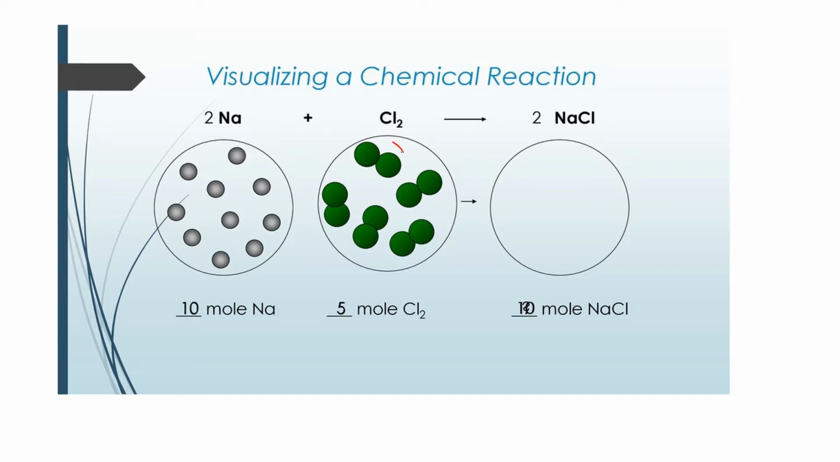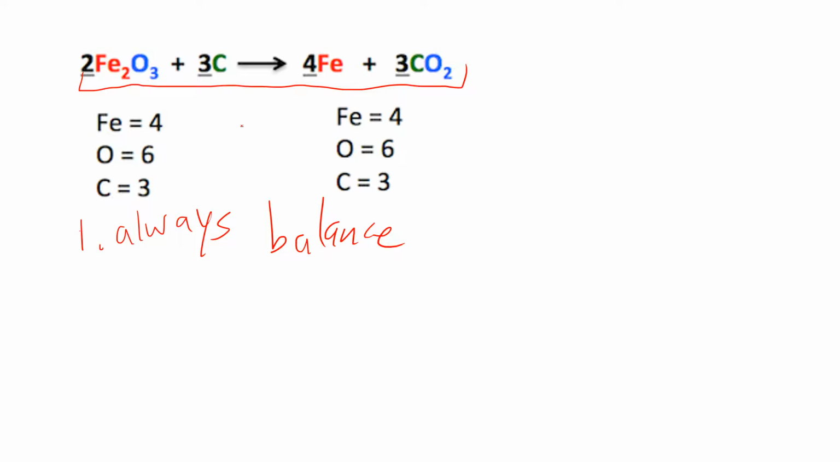When we balance it, we know that 1 mole of chlorine gas reacts with 2 moles of sodium atoms, because these 2 atoms pair and these 2 atoms pair to make 2 sodium chloride compounds. So we need to balance it first in order to carry out stoichiometry. And the second thing to always remember is always work in moles. So always convert to moles.